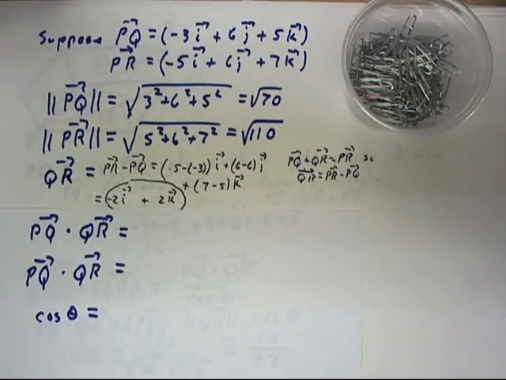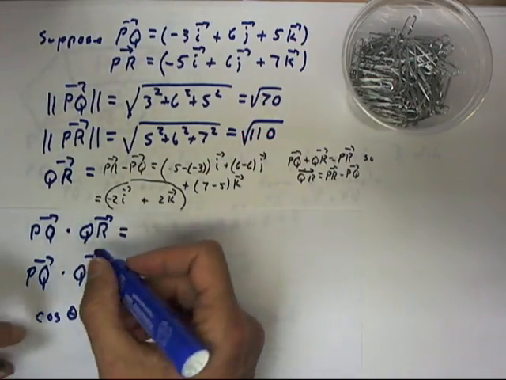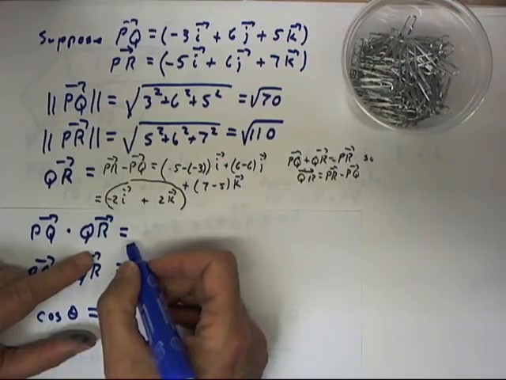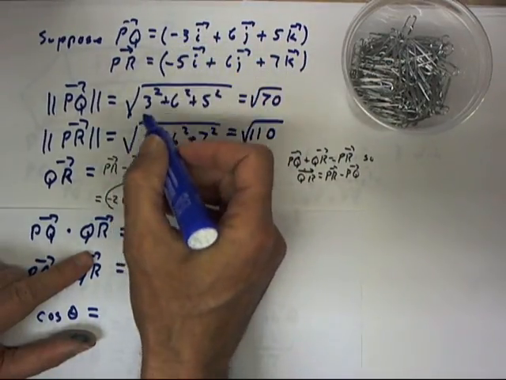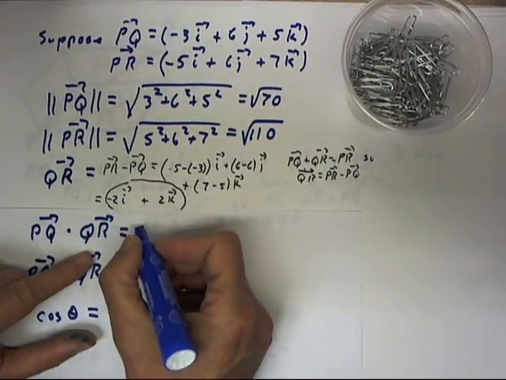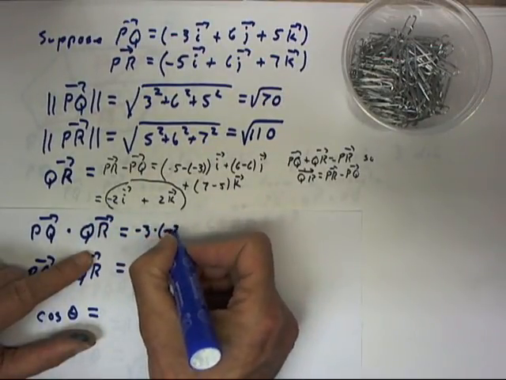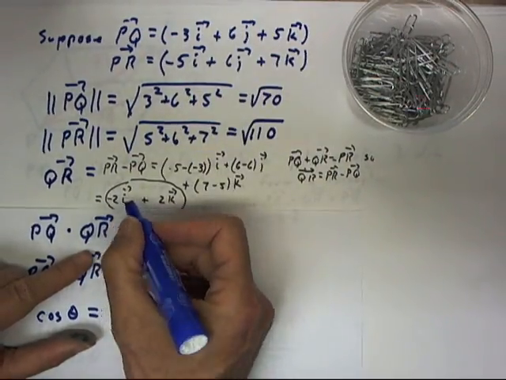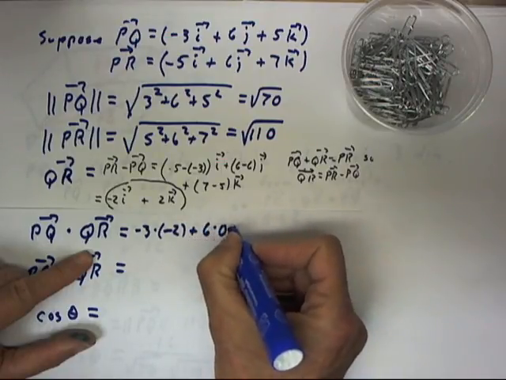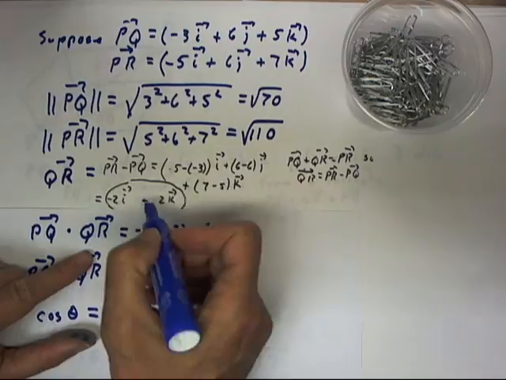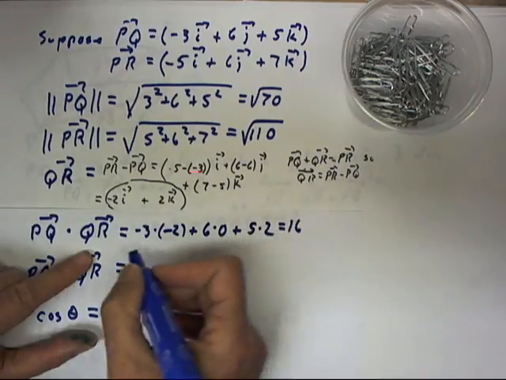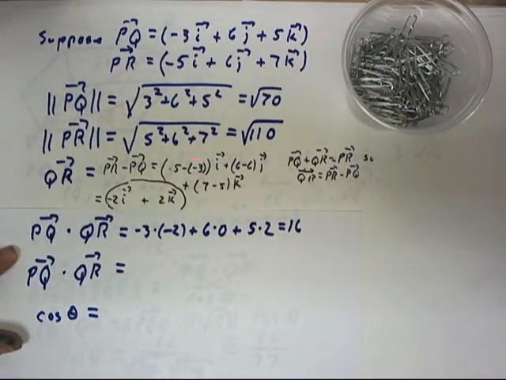Now, if you know the dot product in 2 dimensions, which was provided in the review that you've completed, it won't be any surprise that the dot product in 3 dimensions follows the same pattern. We simply multiply the i component of PQ by the i component of QR, obtaining negative 3 times negative 2. The j components, which are 6 and 0 in this case, and the k components 5 and 2, and we find that this is 10 and 6, which is 16. So PQ dot QR is 16.